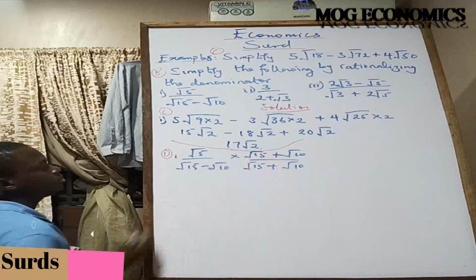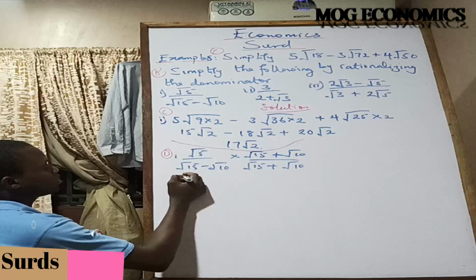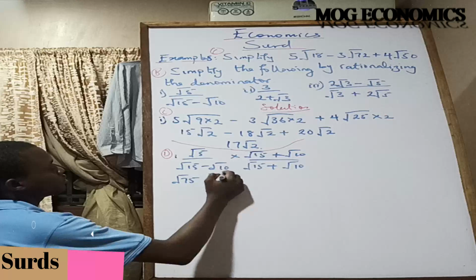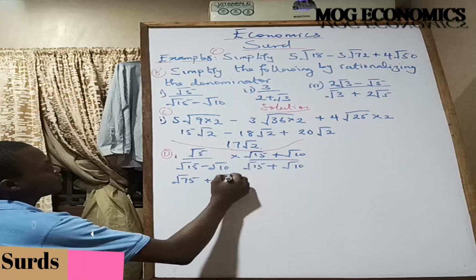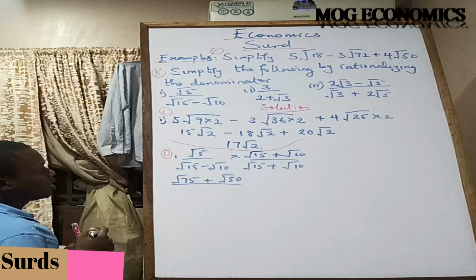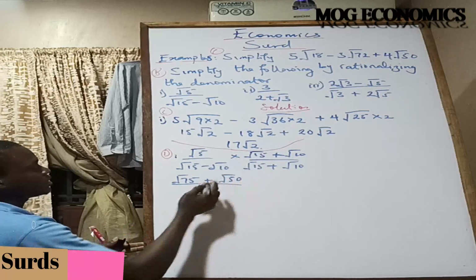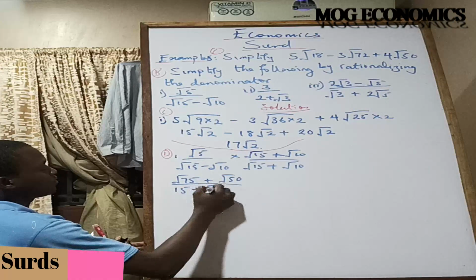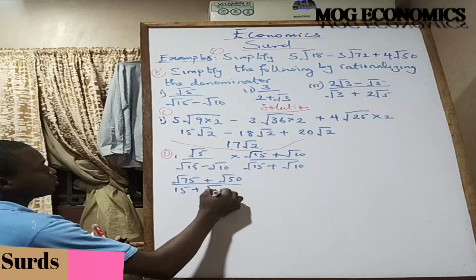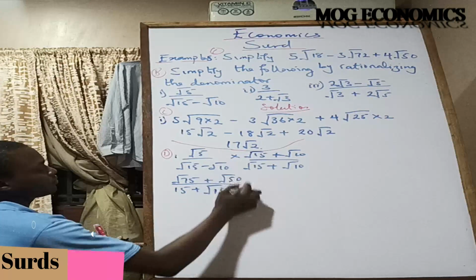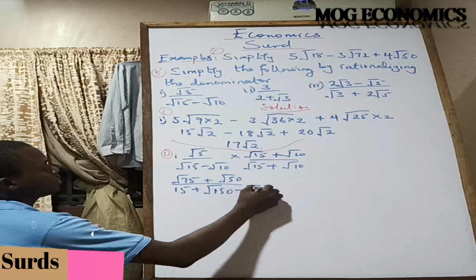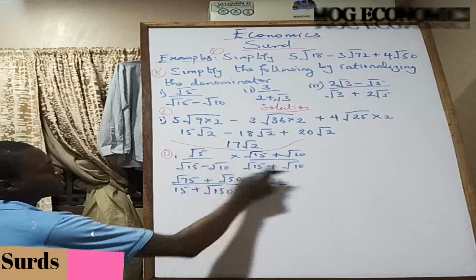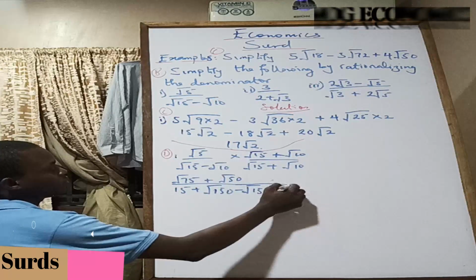So we start with root 5 multiplied by root 15. That's going to give us root 75 here. Then plus root 5 times this is root 50. Then divided by root 15 times root 15, that will give us 15. Root 15 times plus root 10 gives plus root 150, minus root 10 times root 15 gives minus root 150, then minus root 10 multiplied by plus root 10. Minus times plus will give us minus. Root 10 times root 10 will give us 10.